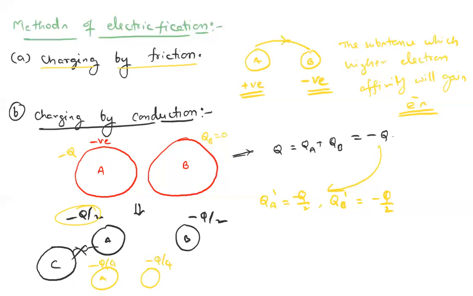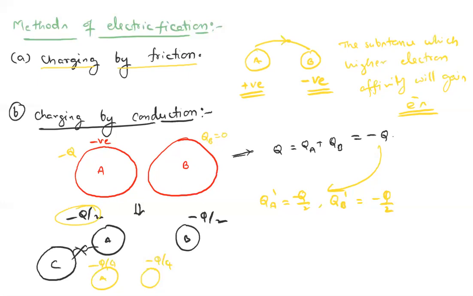What is the definition of charging by conduction? If a charged body is kept in contact with an uncharged body, then the uncharged body becomes charged due to transfer of electrons. If the charged body is positive, it will withdraw some electrons from the uncharged body. If the charged body is negative, it will transfer some of its excess electrons to the uncharged body.